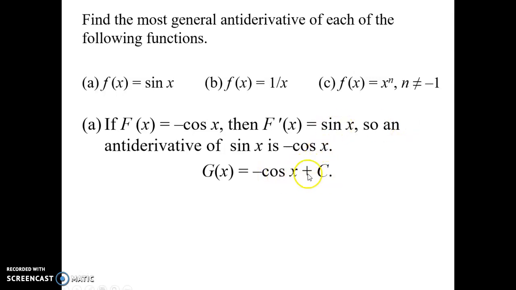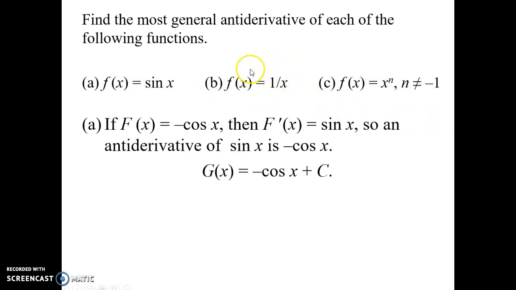Remember, the general antiderivative always includes a possible constant, because if I take the derivative of this function, I should get back to the original derivative function that I was given. So if I take the derivative of the antiderivative, I should get back to this function. And remember, there's always possibly a constant attached that would disappear when I took the derivative.